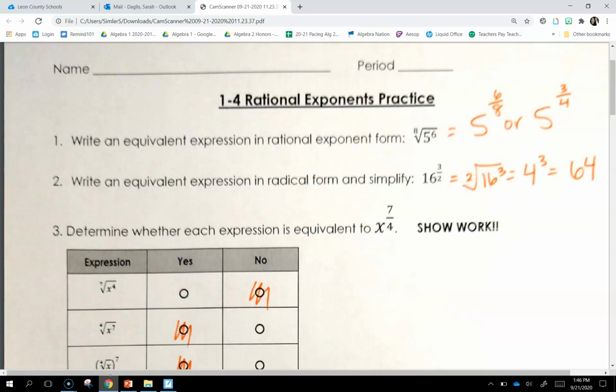Number 2, it wanted us to rewrite it in radical form and simplify. So for this one, my exponent is 3 over 2. That means 3 is my power and 2 is my root. So I can rewrite it as the square root of 16 to the power of 3. To simplify it, I do the square root of 16, which is 4. And then I can do 4 to the power of 3, which is 4 times 4 times 4, which is 64.